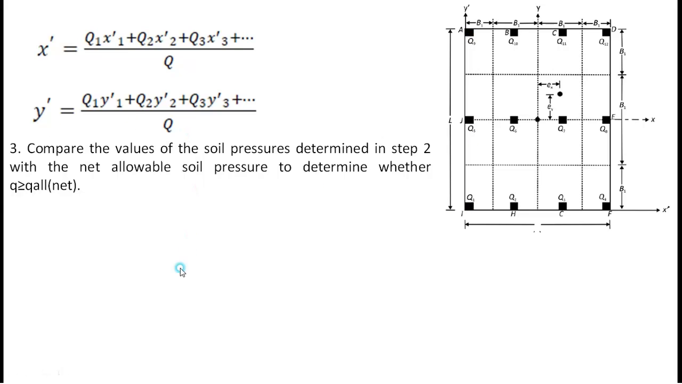Then compare the value of soil pressure determined in step 2, that is small q, with the net allowable bearing pressure to determine whether q is greater than q allowable or not. That you need to check. If this is satisfied, then it is okay. If this is not satisfied, then what?